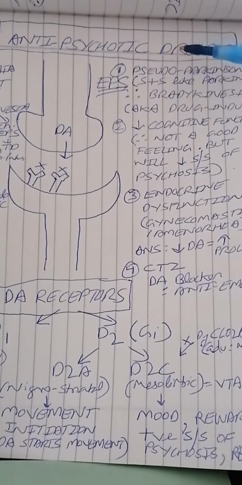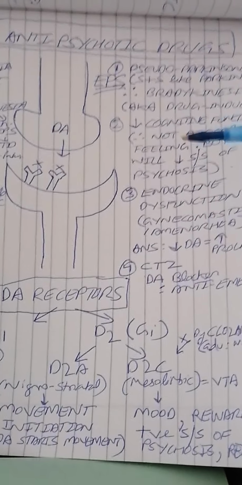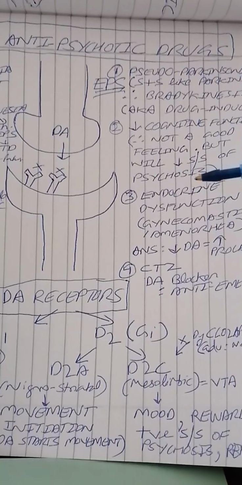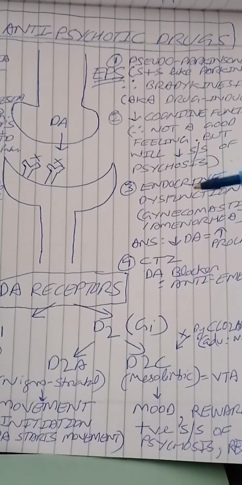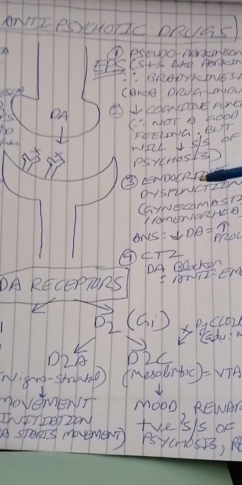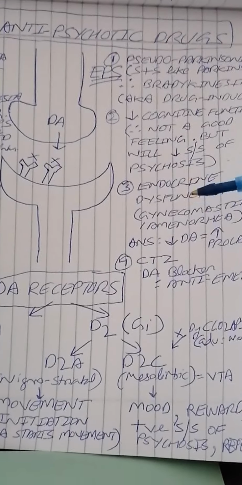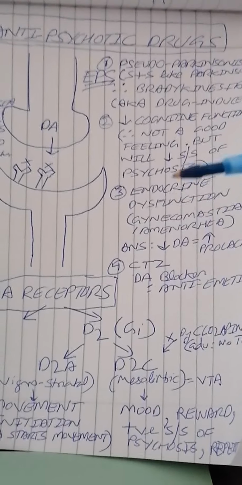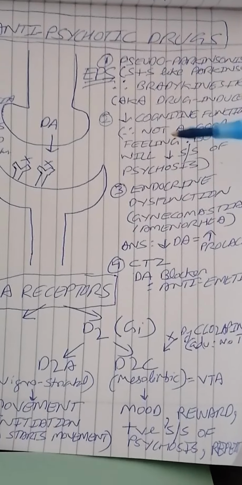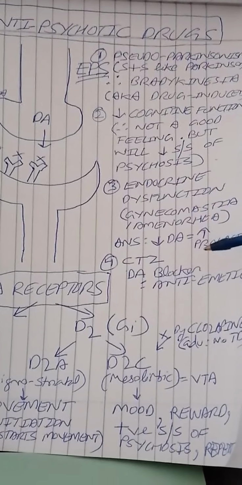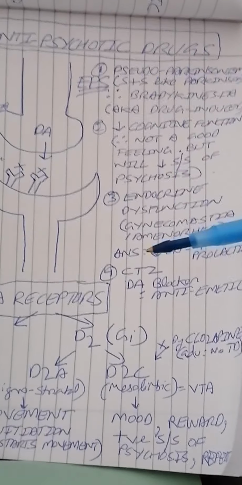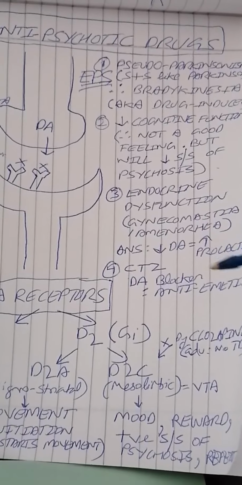Then antipsychotic drugs will decrease your cognitive function, of course. Since we know dopamine also plays a huge role in your endocrine function, for example, in the case of prolactin: if dopamine is increased in your body, then prolactin is decreased. So antipsychotic drugs, since they decrease your dopamine, of course your prolactin will increase.